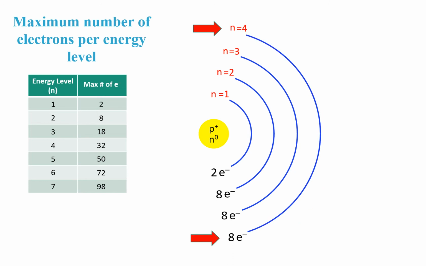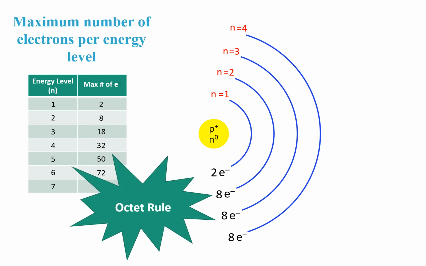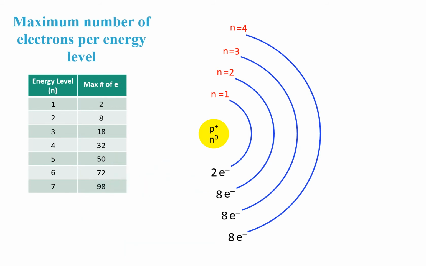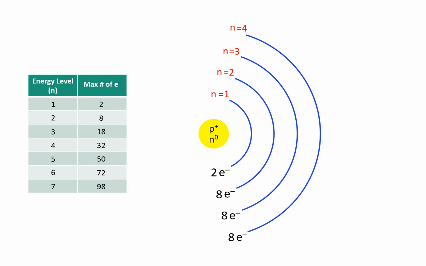For this reason, the number 8 is considered a magic number in chemistry, and in this context, we call it the Octet Rule. Simply stated, the Octet Rule refers to the tendency of atoms to achieve chemical stability with 8 electrons in the valence shell. Because the first energy level is an exception, the principle is often referred to as the 2-8-8-8 rule, which, in my opinion, is a better name. Let's tabulate this information.